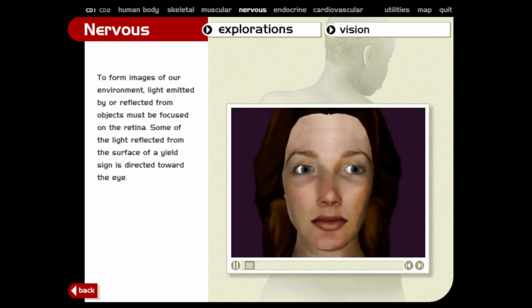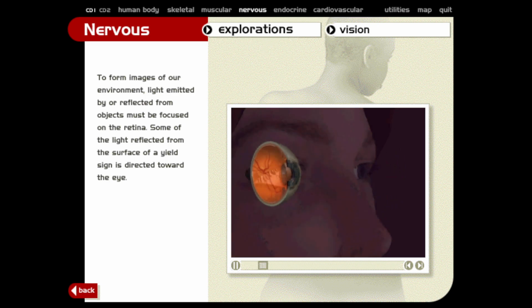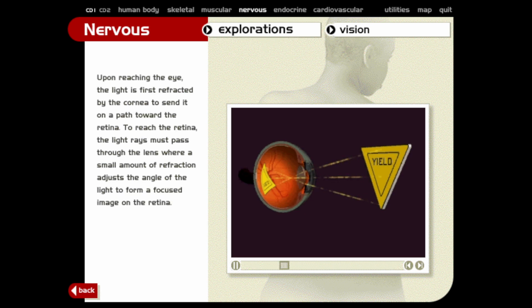To form images of our environment, light emitted by or reflected from objects must be focused on the retina. Some of the light reflected from the surface of a yield sign is directed toward the eye. Upon reaching the eye, the light is first refracted by the cornea to send it on a path toward the retina. To reach the retina, the light rays must pass through the lens where a small amount of refraction adjusts the angle of the light to form a focused image on the retina.